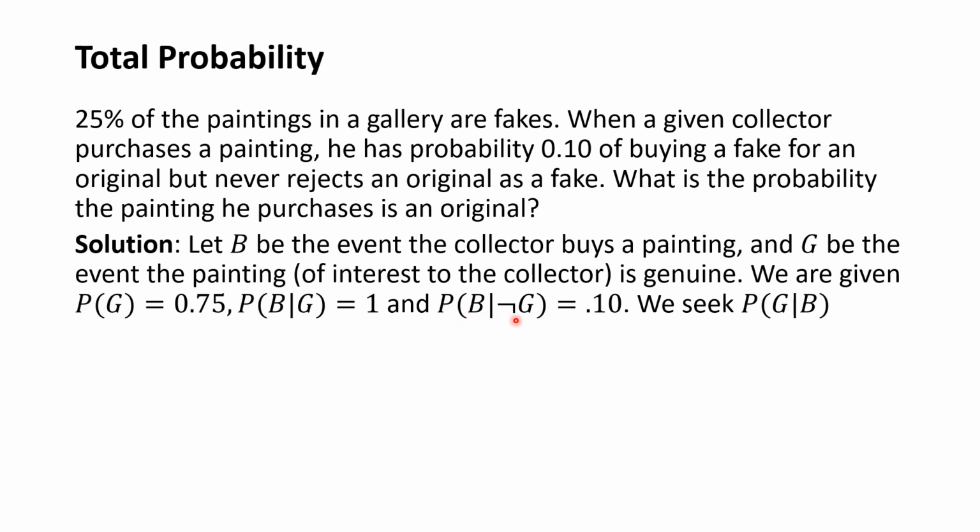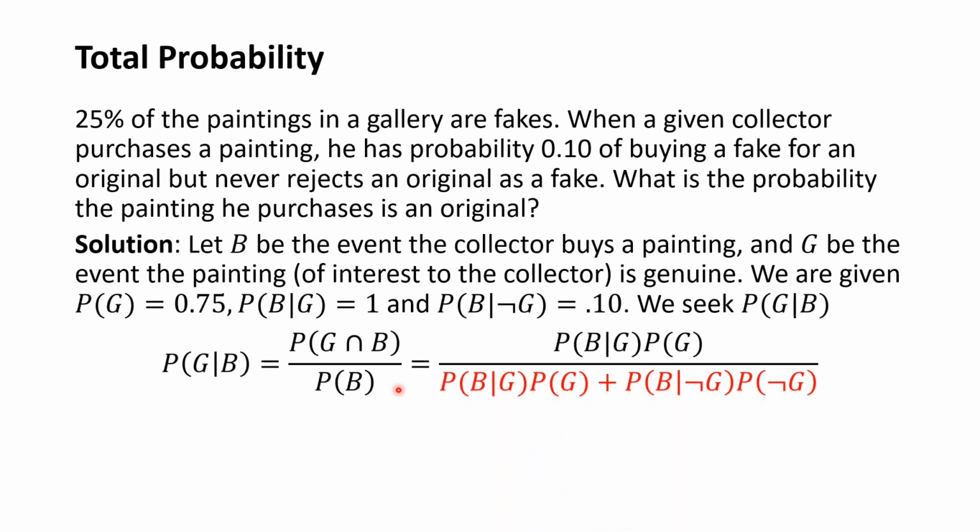And then the opposite of that is if it's not genuine and he's interested in it, he has just a 10% chance of buying it. 90% of the time, even though he likes it, he'll notice that it's a fake and he won't buy it, or perhaps he'll negotiate for a lower price. But that's outside the scope of the problem. So this statement here comes from this. So now we have the information, but we don't know the law of total probability, and I'll show you why we need that here.